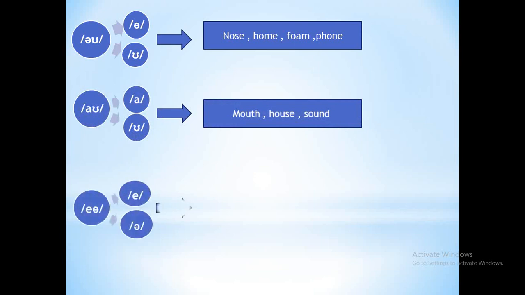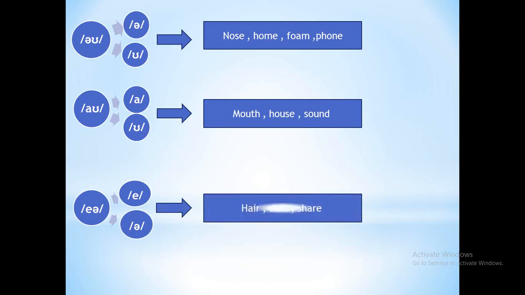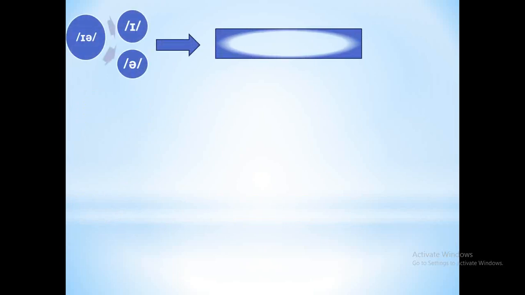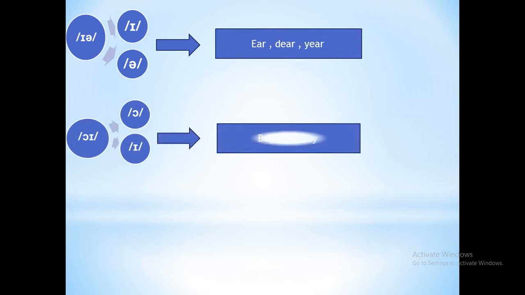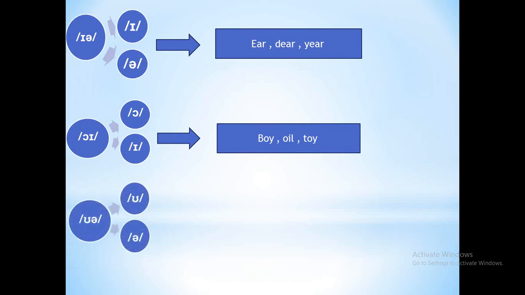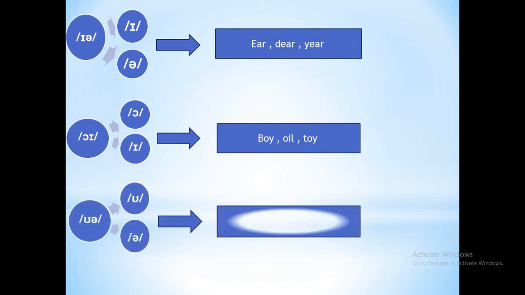The next is air, like care, hair, share. Also we have ear, like ear, deer and year. The next one is oi, like oil, boy and toy. The last one is ua, like pure, sure and poor.